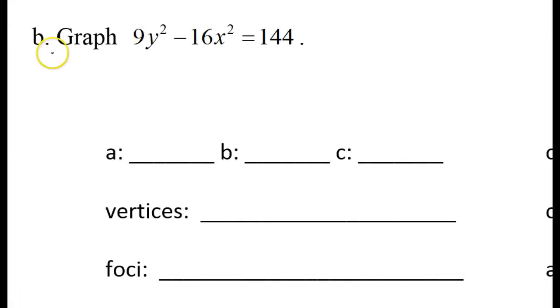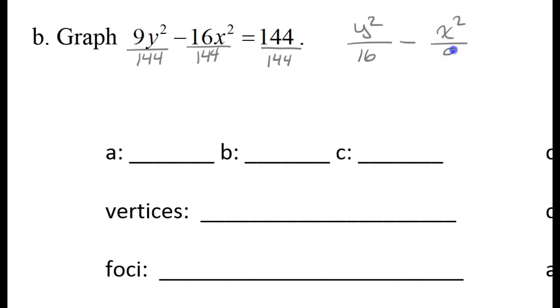Let's go ahead and knock out part B. Again, we know we need a 1 over here, so I need to divide everything by 144. Now, 9 goes into 144 16 times, so this first fraction will become y squared over 16. 16 goes into 144 9 times, so the second fraction will become x squared over 9. And of course we'll have equals 1.